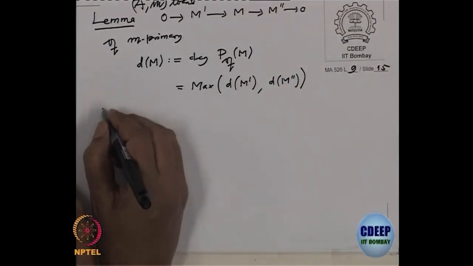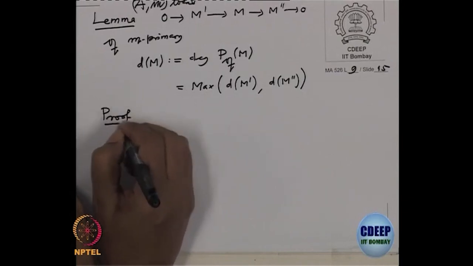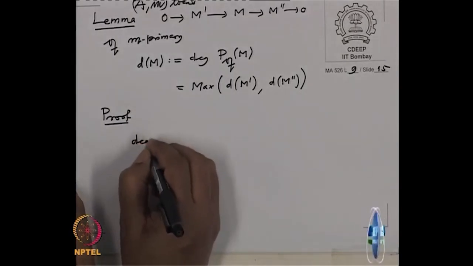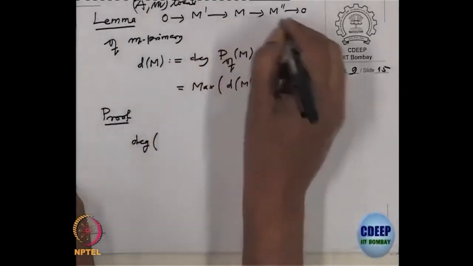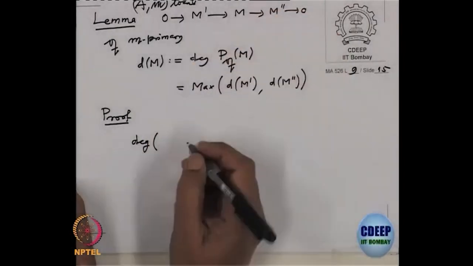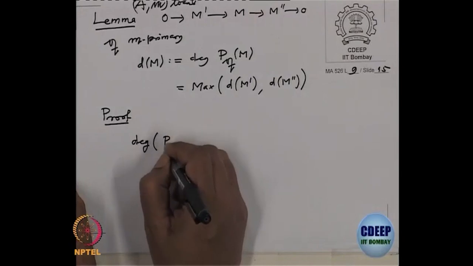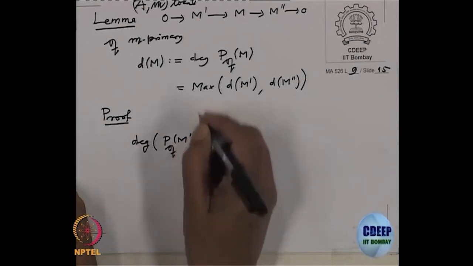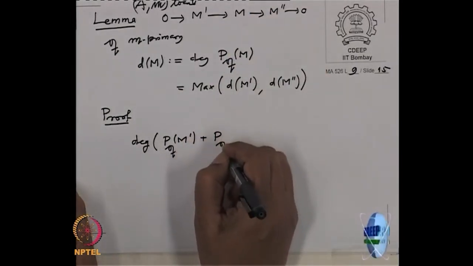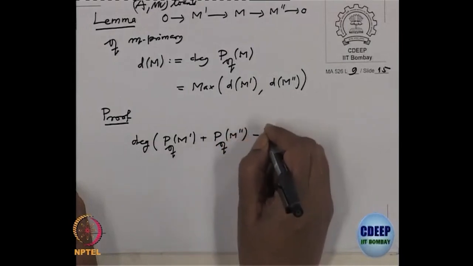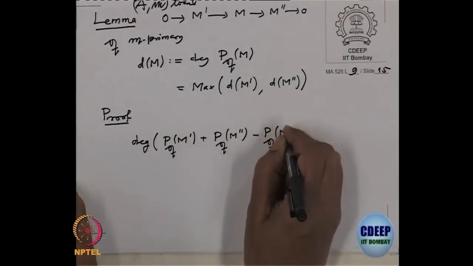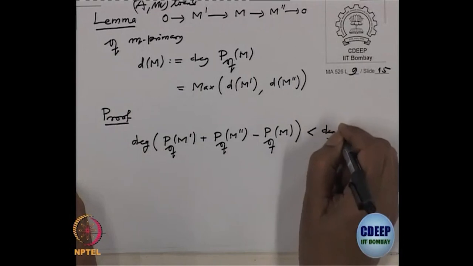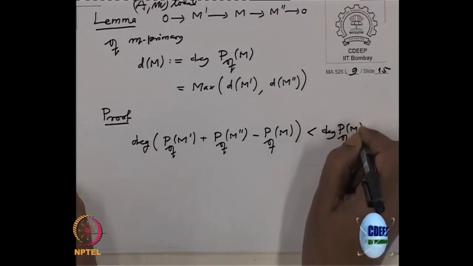So, proof. Remember in the earlier lemma we have proved that if I take the degree of the alternating sum of the polynomials, that is the degree of P_Q M prime plus P_Q M double prime minus P_Q M, this degree is strictly smaller than the degree of P_Q M. This is what we proved in the earlier lemma.